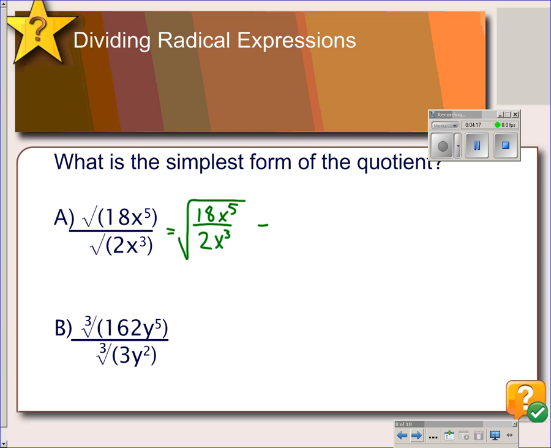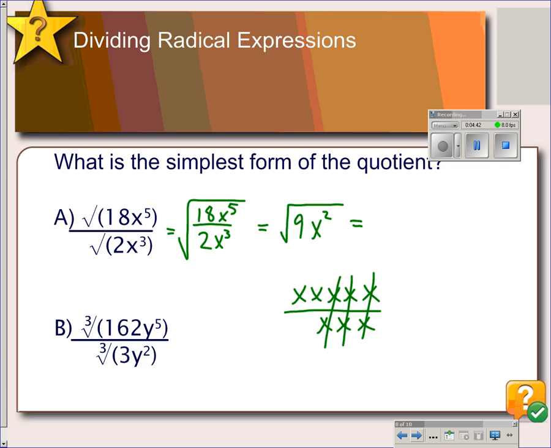Since they're in the same radical, then we can simplify just by dividing in here. 18 divided by 2 is 9, and simplifying x to the fifth divided by x cubed is going to be x squared. What we have is 5 x's here over 3 x's. So 3 x's will cancel. You're left with 2 x's. That's the x squared. Now we still have to simplify this after we have divided. So the square root of 9 is 3, and the square root of x squared is x.